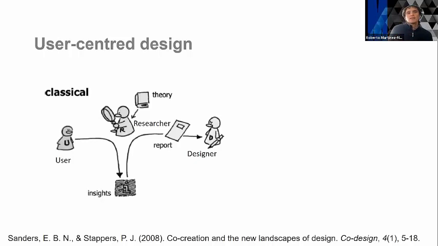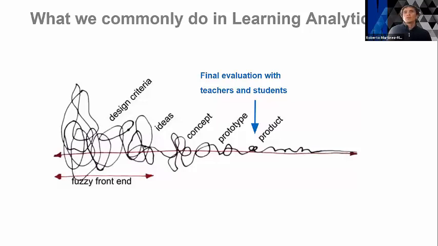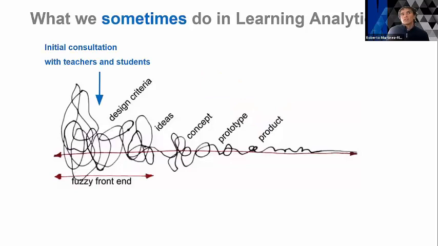They also say user-centered design is different from human-centered design or co-designing. User-centered design is something that we usually do as researchers. We look at the user, imagine it's the learner. We bring some theory, hopefully educational theory. We gain some insights, and then we report back in the form of papers. So we tell the designer to do something, or we sometimes are the designers ourselves. We have a final evaluation with teachers and students once the prototype is done, or sometimes some initial consultation with teachers and students. This is fine, it's user-centered design, but it's not necessarily looking at them as partners. So it's not necessarily co-design.